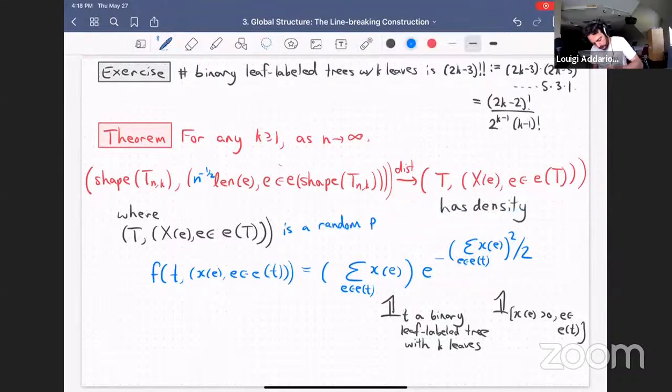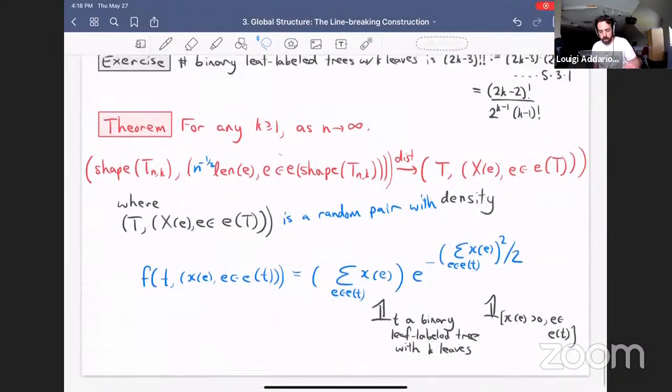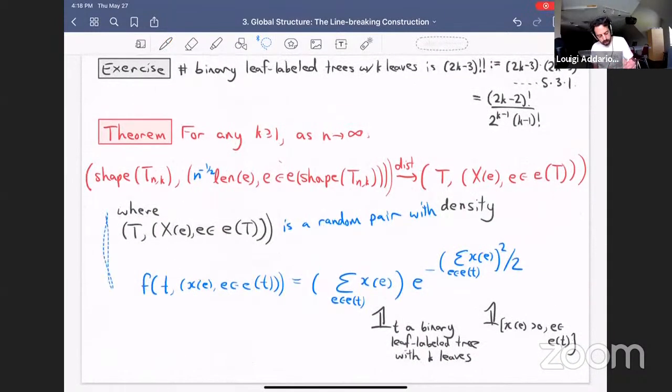So pair, because it has 2 coordinates, even though both of the coordinates are sort of slightly complicated objects themselves. So with density given by this function f here. Let's record some. So in other words, yes, exactly. So this is the definition of the things on the right.